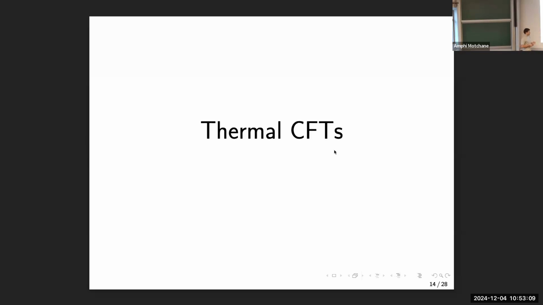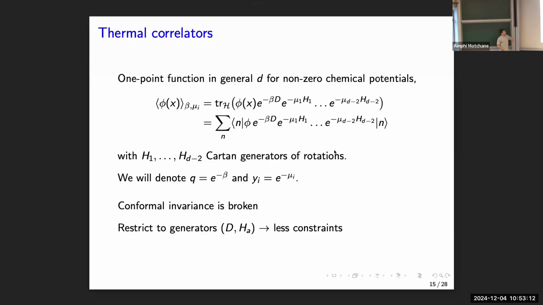The only difference now at non-zero temperature is that you're going to take different correlation functions. So instead of what we had before, now by correlation function I mean this object here, where I put beta and mu to tell you that this is a different object. Beta is the inverse of the temperature, and mu are what I call chemical potentials. I define a correlation function at non-zero temperature as a trace over your Hilbert space of states of your operators phi of x, and you also add the insertion of extra operators. The first one is e to the minus beta D, where beta is again the inverse temperature, and D is the dilatation operator. Then you have the extra one, e to the chemical potential times H_i, where H_i are Cartan generators of rotation. So you're just putting some rotations there.